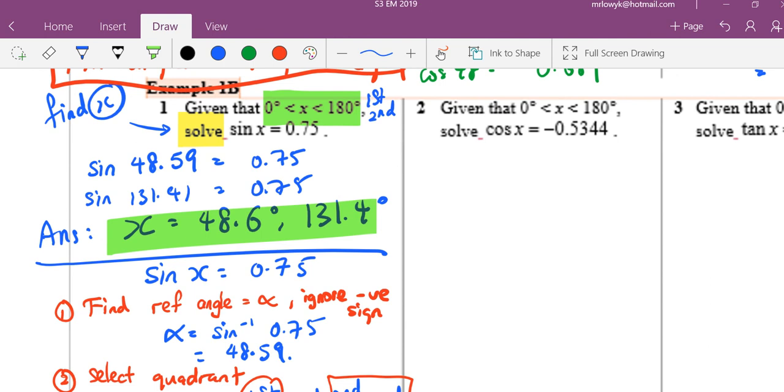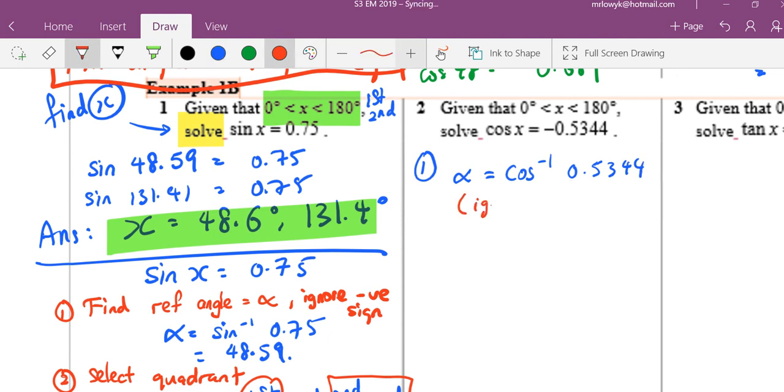Now, let me run through the slides quickly. So number 1, find reference angle. I will not write the instruction anymore. Can you help me? This equals to what? Cosine negative 1. Very good. Cosine inverse then 0.5344. Can you indicate that I actually ignore the negative sign, right?